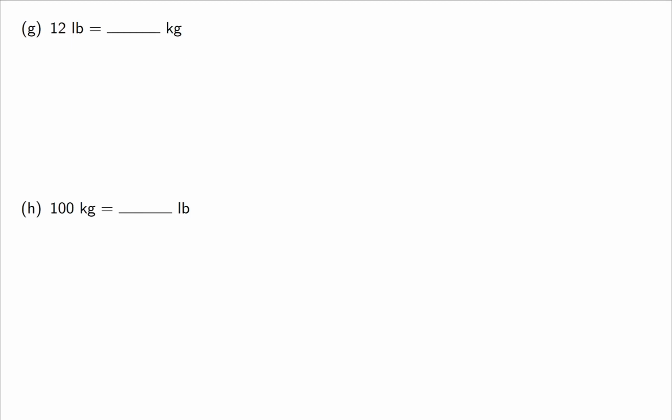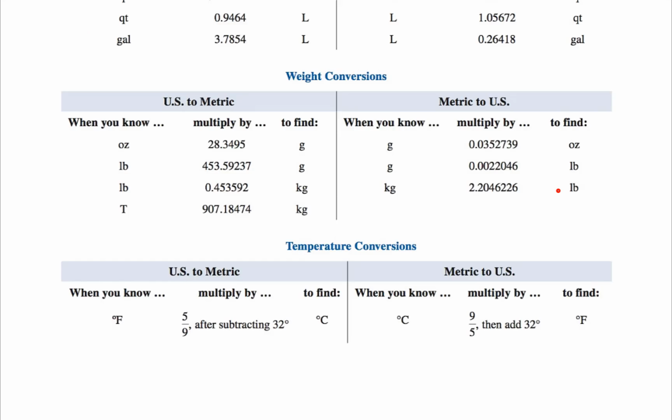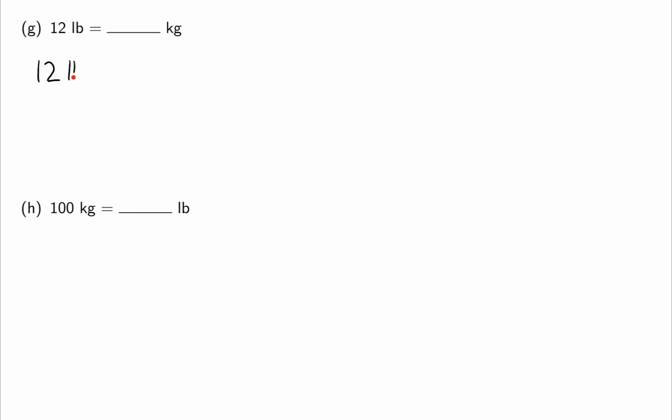Next example, pounds to kilograms. We'll find pounds to kilograms in the third section with weight conversions. Pounds to kilograms, we've got this relatively large number of decimal places, 0.453592. So we have 12 pounds times 0.453592. That's the number of kilograms in a pound. My rounded answer is about 5.44 kilograms.